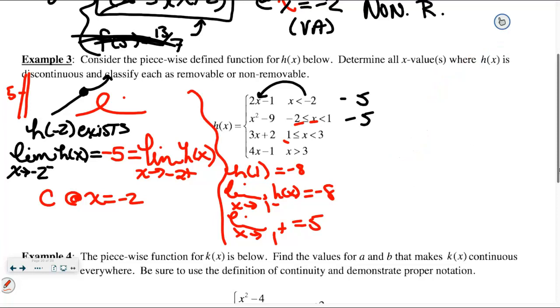So let's classify it. There is a discontinuity. What kind is it? Non-removable jump. Awesome, you guys. So I'm going to write non-removable jump. Technically, I should write discontinuity at x equals 1 if it was a full FRQ, but this isn't.